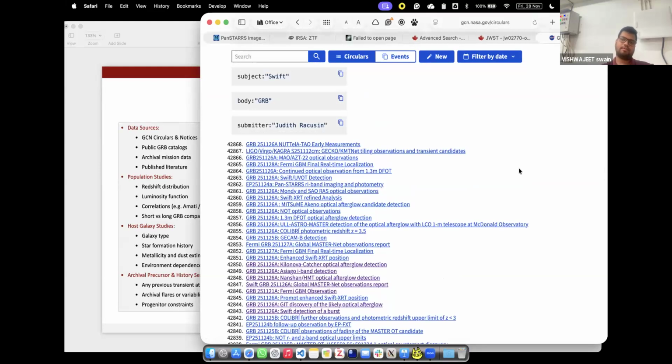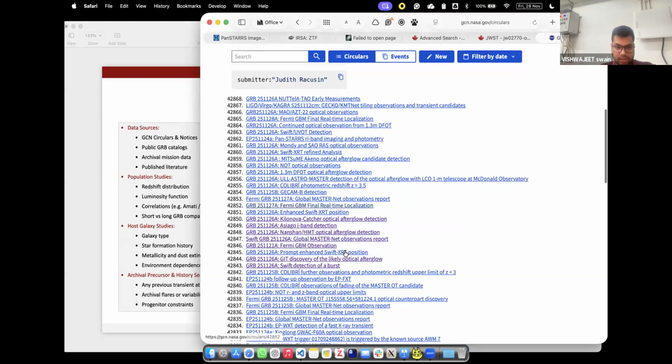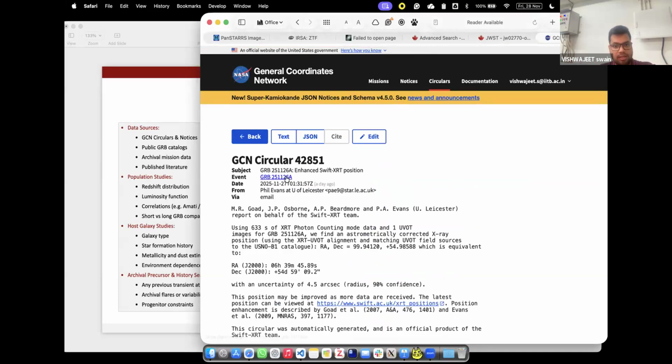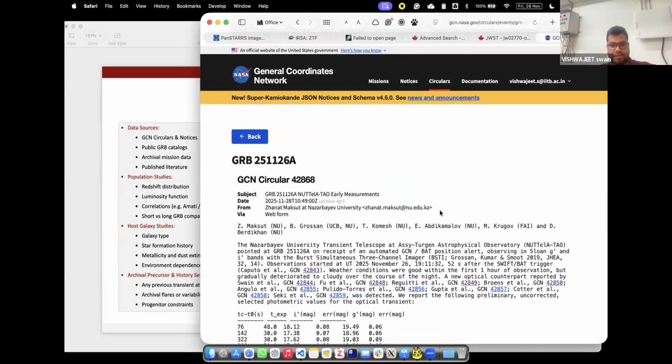Usually, whenever there is a GRB trigger observed by a satellite, they will post the GCN here and also post the notices, so that telescopes and other satellites can look in that direction. Here you can see, for example, one of the examples we did on the 26th.